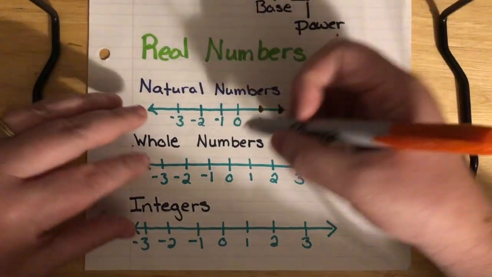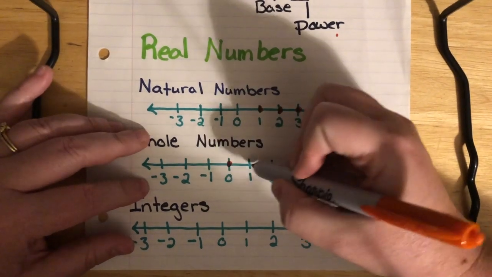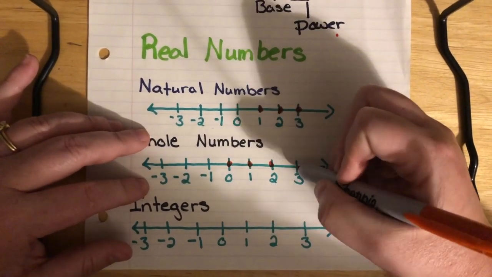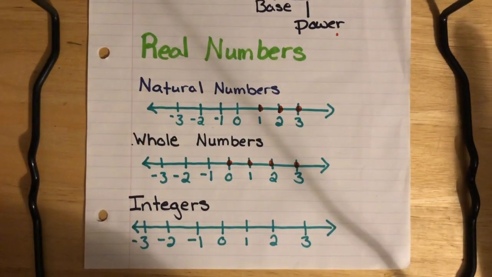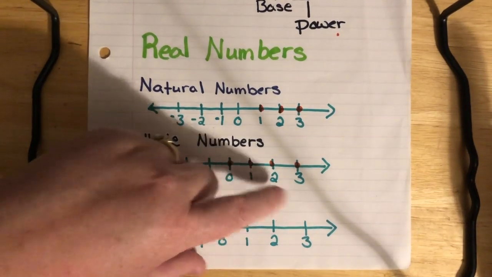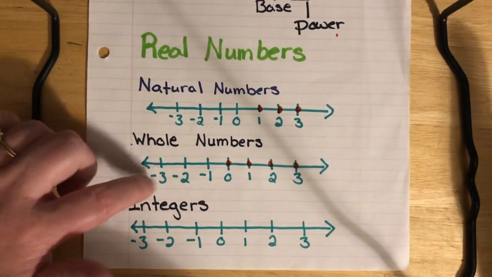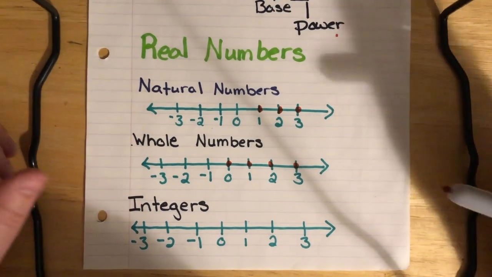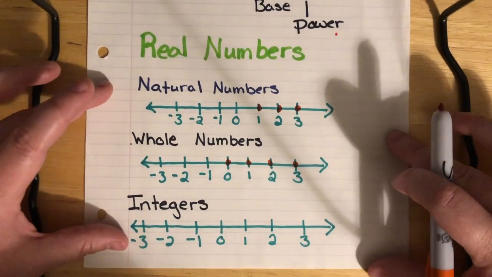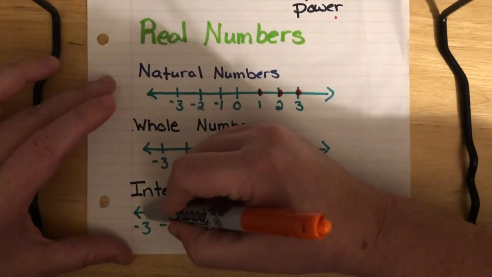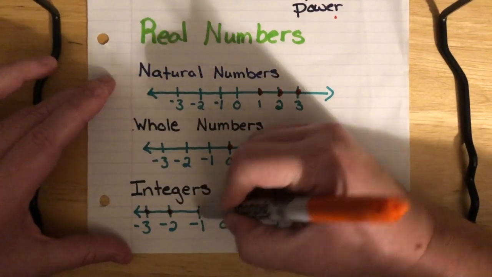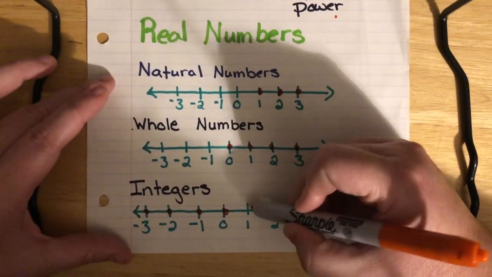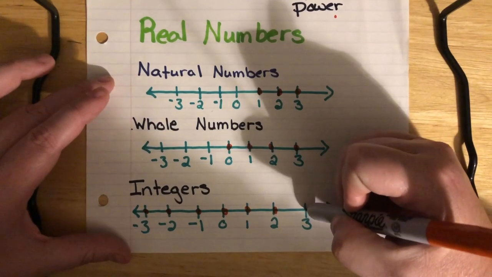Whole numbers include a 0. So when we're talking whole numbers, we're talking 0, 1, 2, and 3. We're not talking the negatives. When we get to integers, integers include everything: -3, -2, -1, 0, 1, 2, and 3.